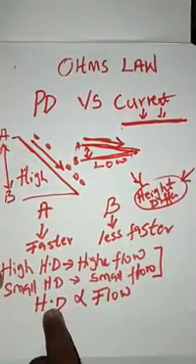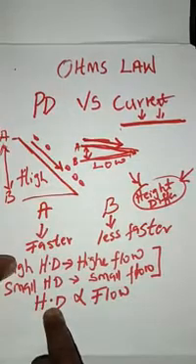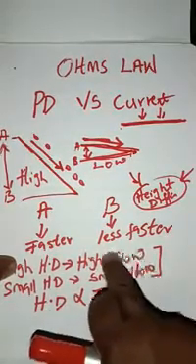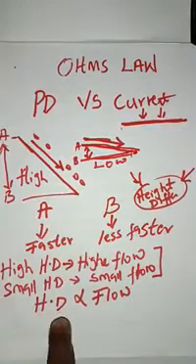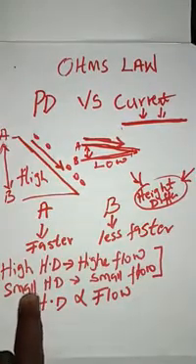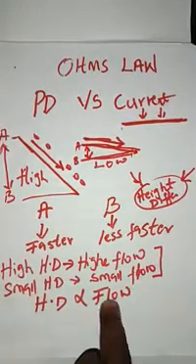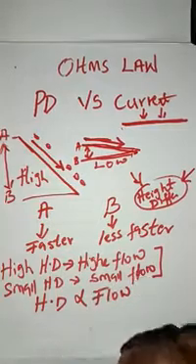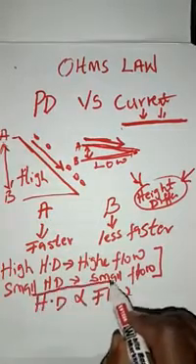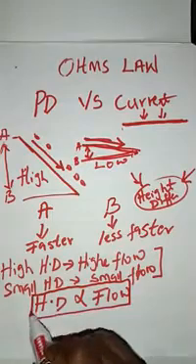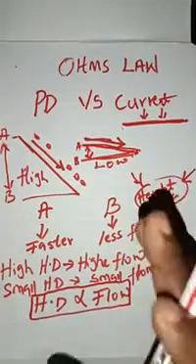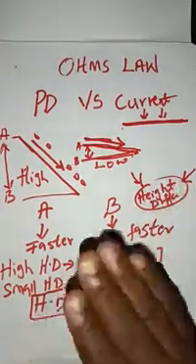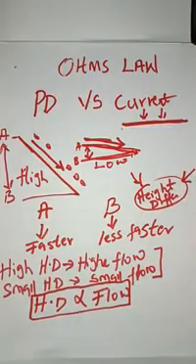That is, if height difference is high, like in this case now, flow will also be high. And if for any reason height difference is small here or low, the flow also will be small. So we now say that height difference is directly proportional to flow. That is for water. You get the point now.